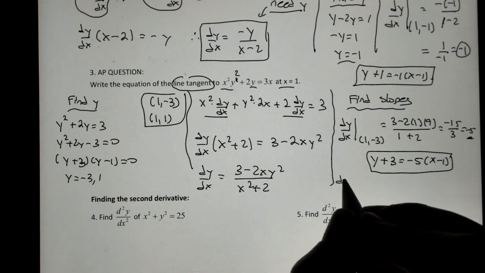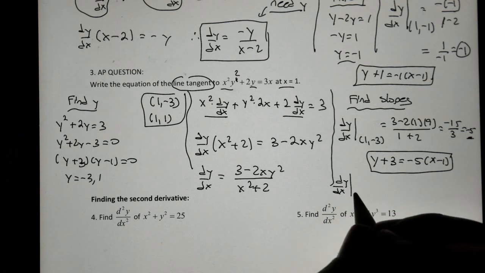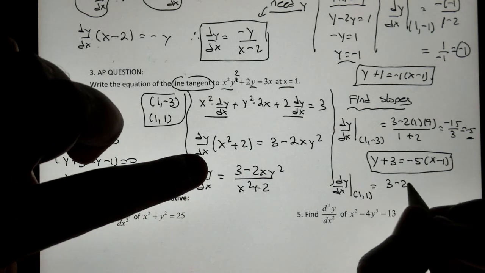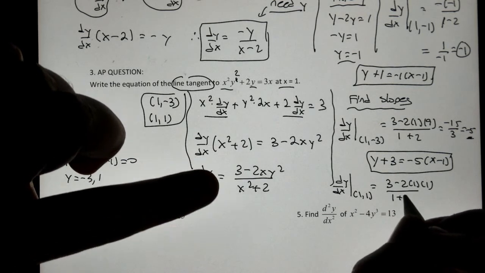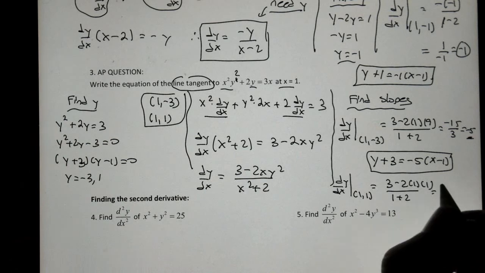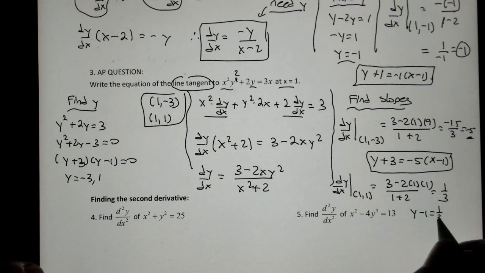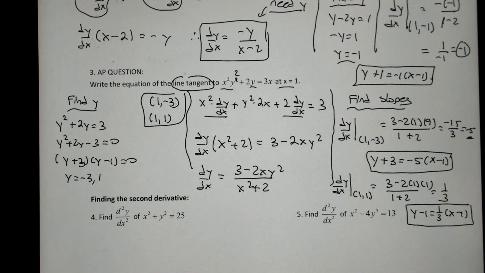And then the next one, dy/dx, but now we're at the point (1, 1). Just type that in. This becomes 3 minus 2 times 1 over 1 plus 2. So this becomes 1/3. So our tangent line here: y minus 1 equals 1/3 times x minus 1. And there's our second tangent line. Piece of cake. Easy breezy, right?